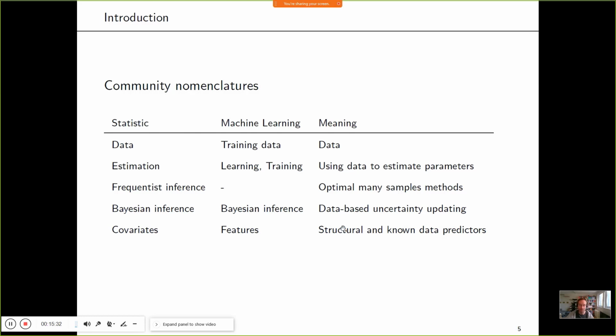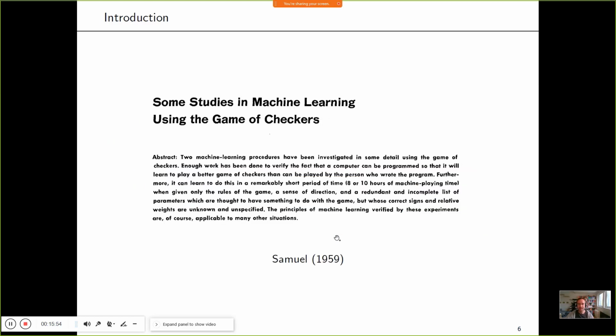So you should approach anything that you read in machine learning in the mind frame of this: they are just trying to tell me about doing statistics, but in more relatable words, if you want. Yeah. So that's about nomenclature.